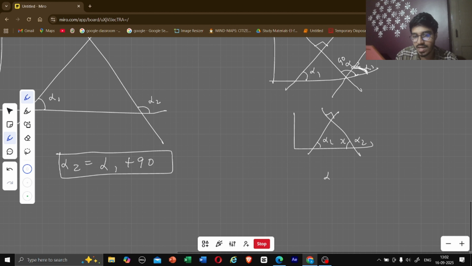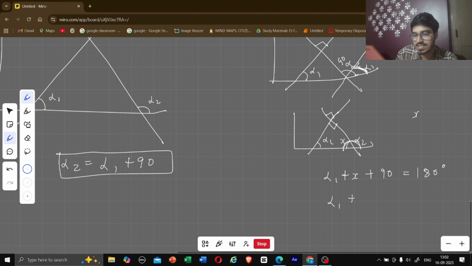So alpha 1 plus x plus what will be this angle? What will be this angle? This will also be 90 degrees, right? Vertically opposite angles. Alpha 1 plus x plus 90 degrees is equal to 180. Angle sum property of a triangle. So this whole angle will be 180 degrees, supplementary angles.